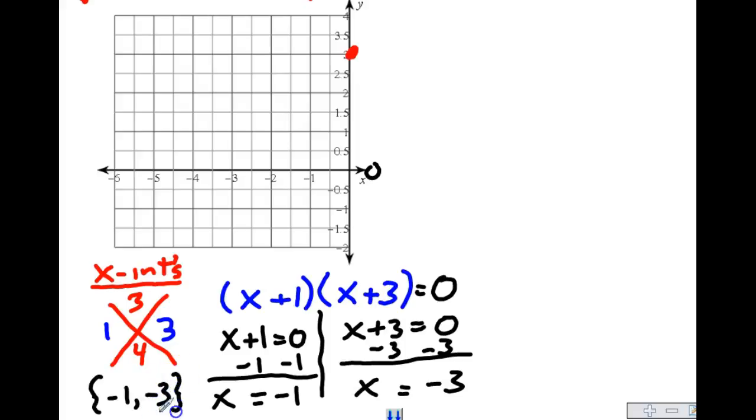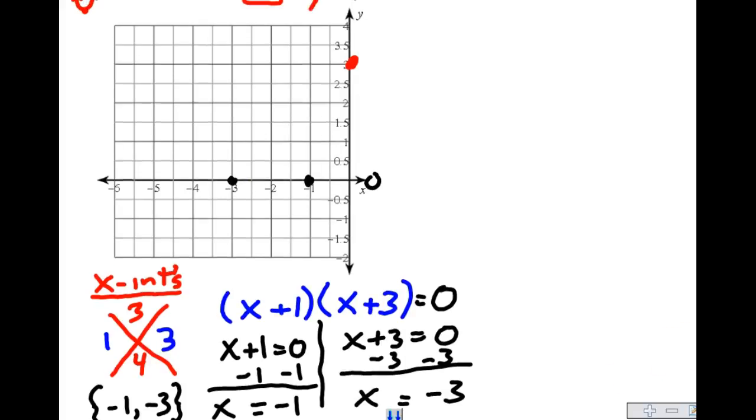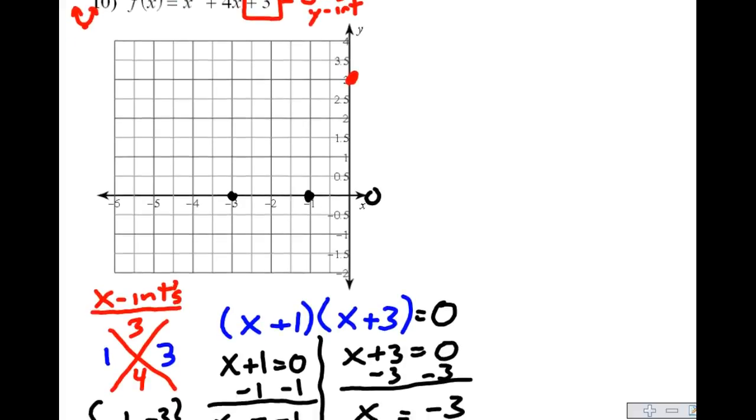And I use those braces, not parentheses. It's not the coordinate negative 1, negative 3. They're just two answers that are on the x-axis. I've got my negative 1 and my negative 3. Trying to get the picture of that parabola and slowly get there.